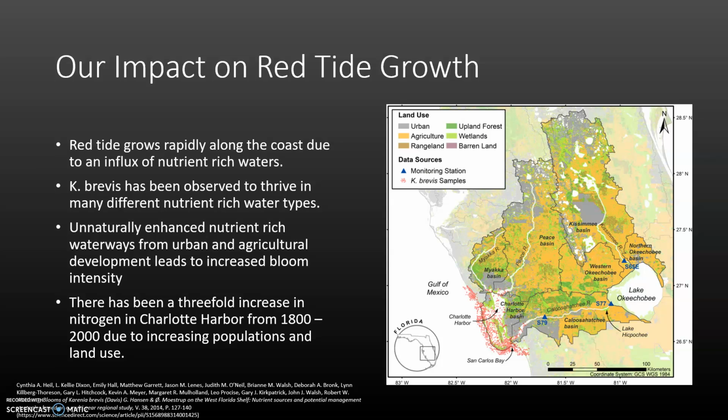Since 1800 to 2000, there's been a threefold increase in nitrogen in the Charlotte Harbor. This is due to increased use of the land and population growth, and this ultimately leads to larger algal blooms over time.